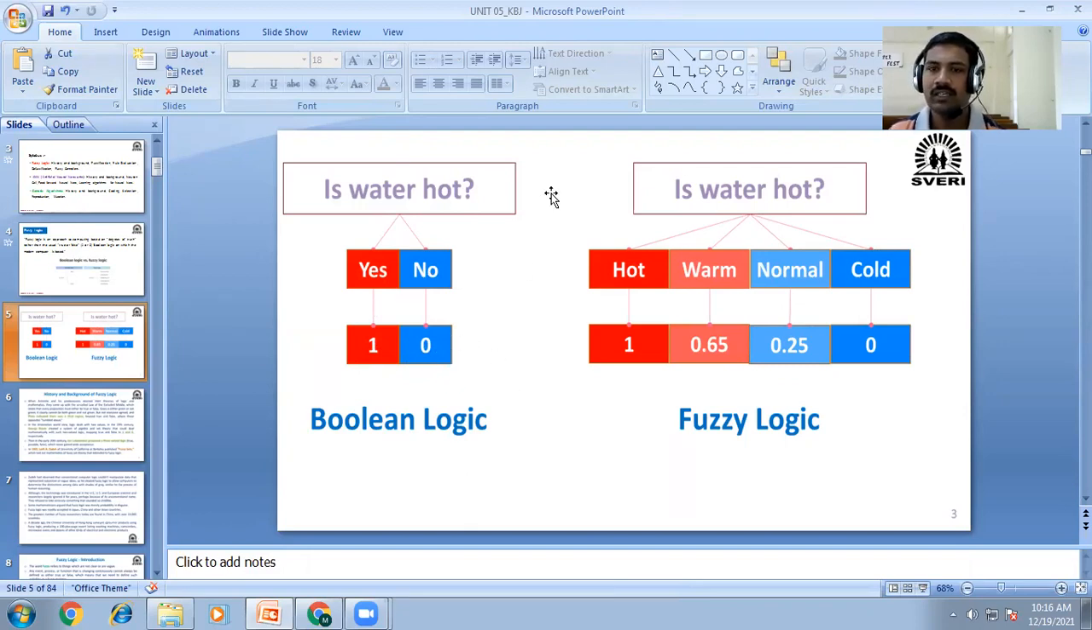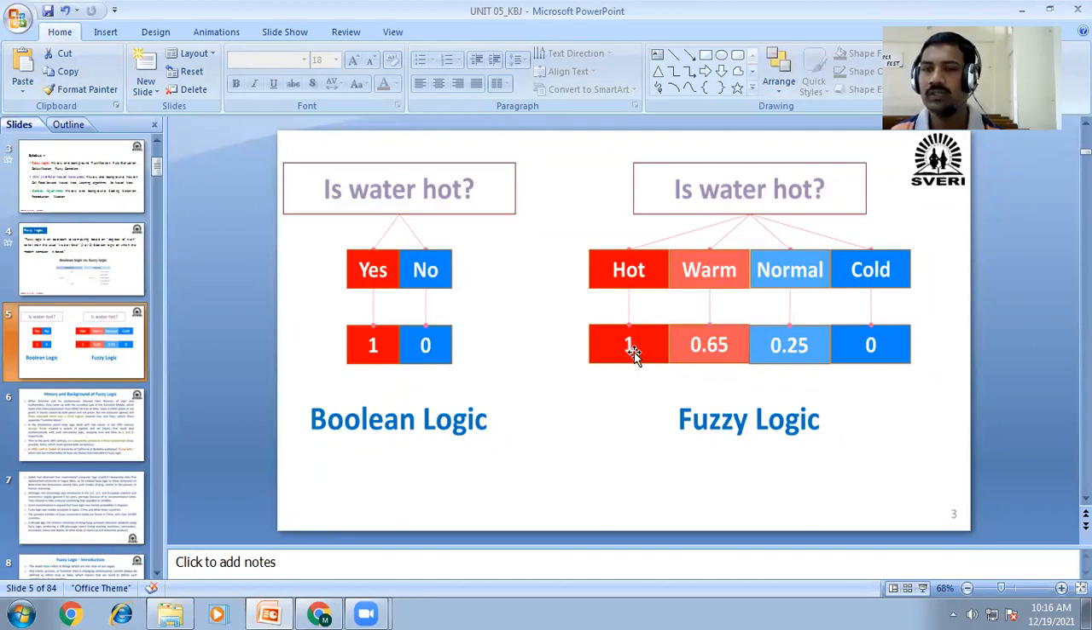And similarly, if I ask the same question in fuzzy logic, is water hot, then I will say either hot, warm, normal or cold. That means in that place I will divide that into multiple forms. Here it only says, is water hot, yes or no. But here it says the water is hot, very hot, warm, normal or cold. I will represent according to that logic.